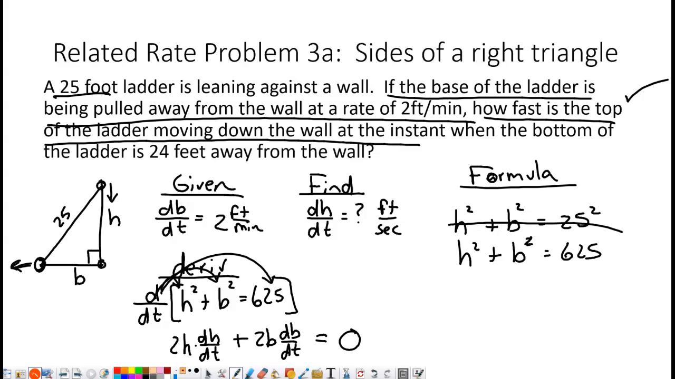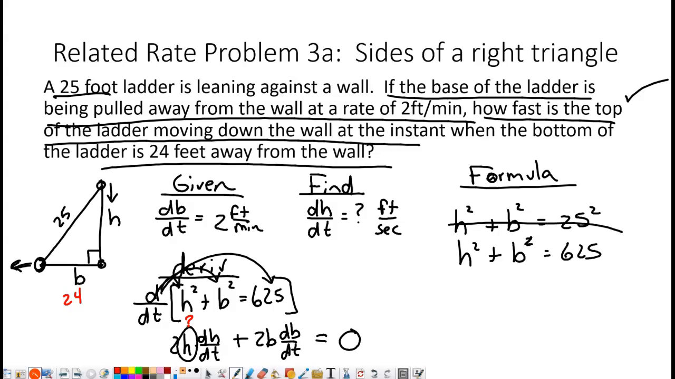Okay, step 6 is where we're going to start plugging some stuff in. So, what do we know here? First of all, do I know the height of my ladder? Well, we're looking at the particular point in time when the base of the ladder is 24 feet away from the wall. So we're looking at a particular point in time when this is 24. Okay? But other than that, I don't see a height. So right now, I don't know that.